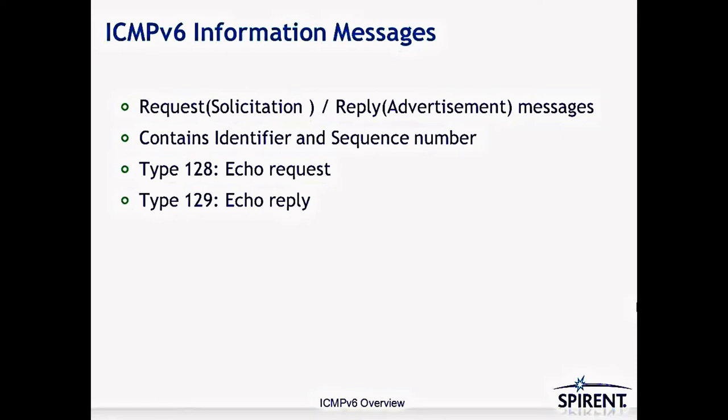ICMPv6 informational messages take various forms. They could be request or solicitation type messages, reply or advertisement type messages. They will contain an identifier and a sequence number to distinguish them. And as I mentioned on a previous slide, the ping function, echo request and echo reply, have specific type values of 128 and 129 respectively.